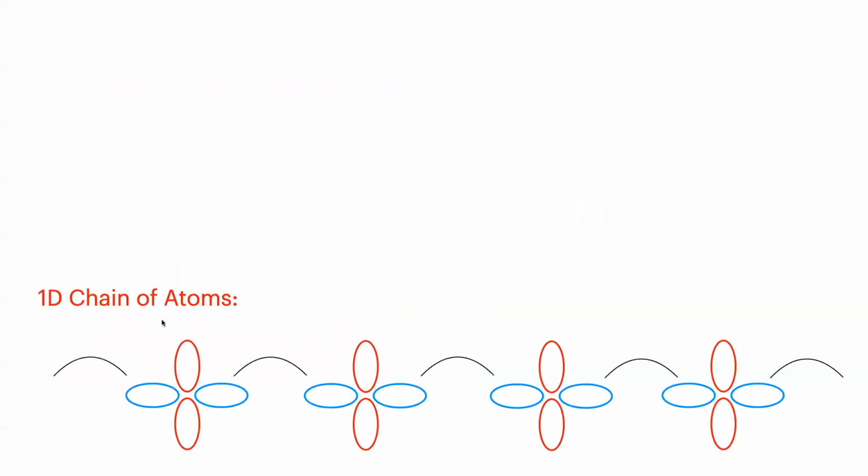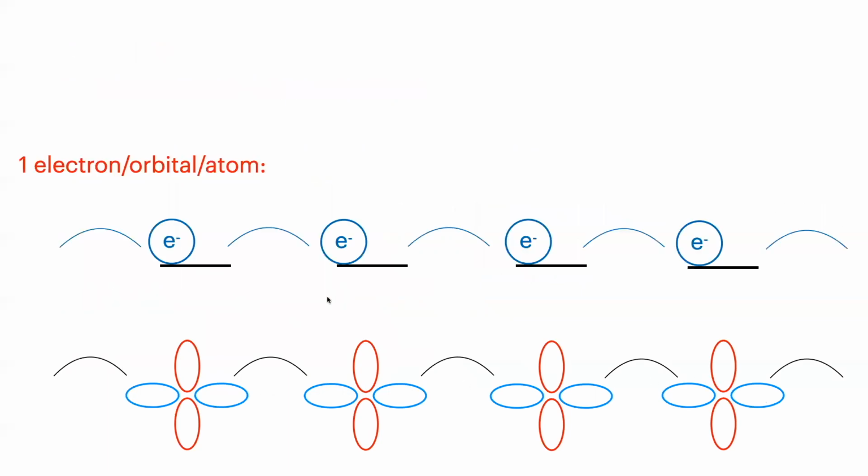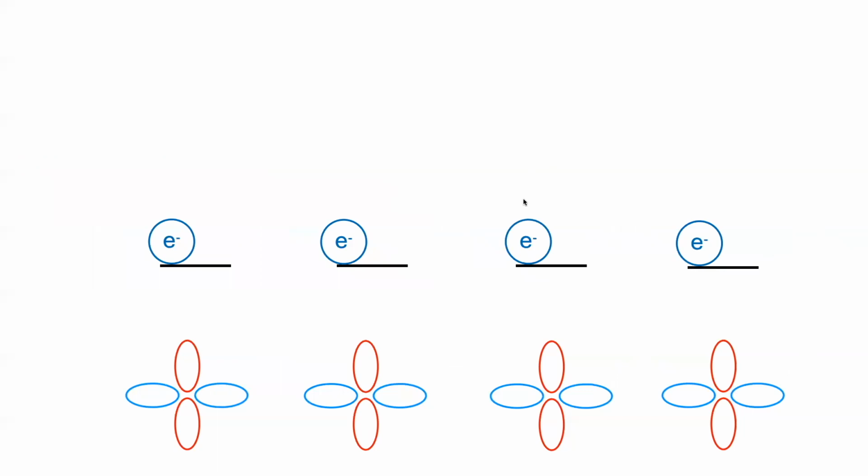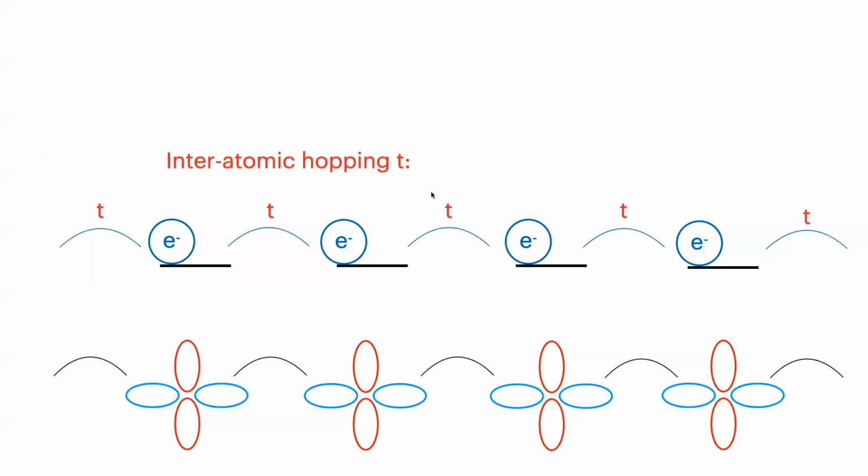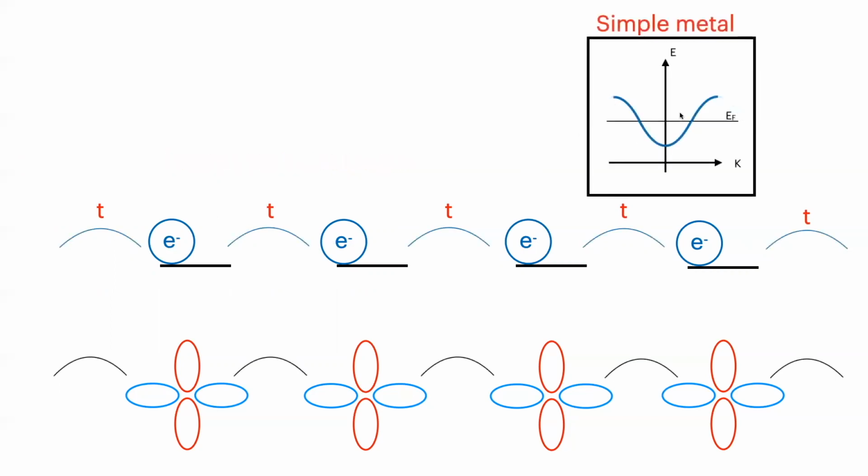Mott physics is one of the most discussed aspects in correlated electron physics. So if you have, for example, a 1D chain of atoms, you can think of this particular model that has 1 electron per orbital per atom. And in a purely band theory picture, you have this interatomic hopping T, which leads to this half-filled band. So this should just be a simple metal.